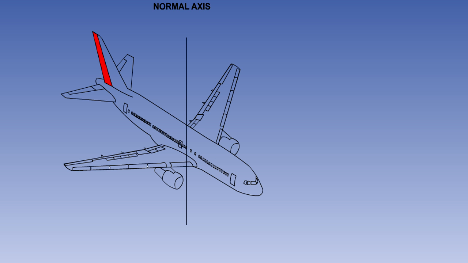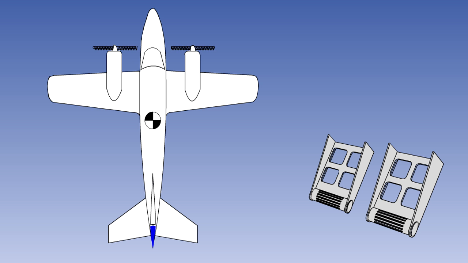The aircraft yaws about its normal axis. Control in yaw is normally achieved by the use of a rudder. The rudder is controlled by the rudder pedals.